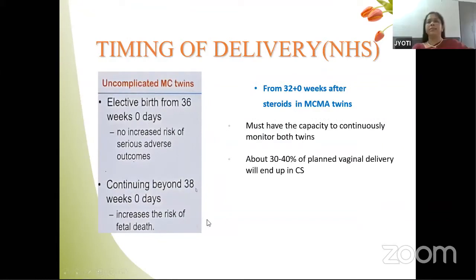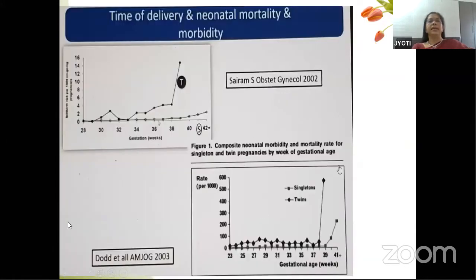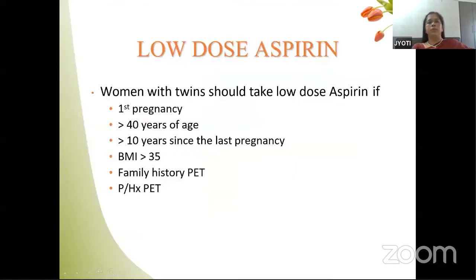Continuing beyond 38 weeks increases the risk of death. In MCMA twins, we should terminate around 32 weeks with steroids. Both twins should be monitored continuously. 30 to 40% of planned deliveries may end up in CS. Always we have to keep a low threshold for CS. This is a study which says that there is no point in continuing pregnancy beyond 38 weeks. It may be associated with poor outcome.